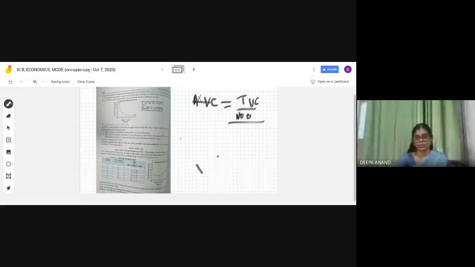Okay, and see the shape. The shape is like this. It's actually almost a U shape. The shape of average variable cost is this. Draw that also. It's like this. And here the output, and here write average variable cost. Draw that shape also.